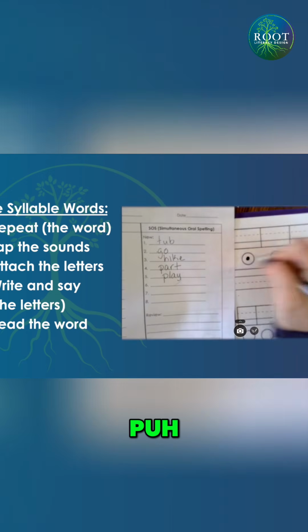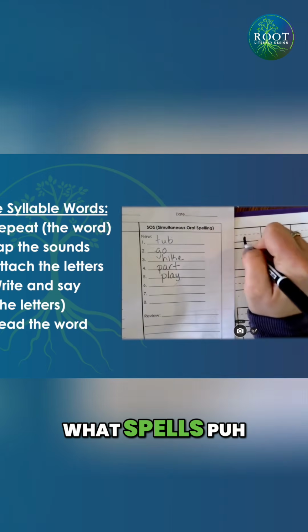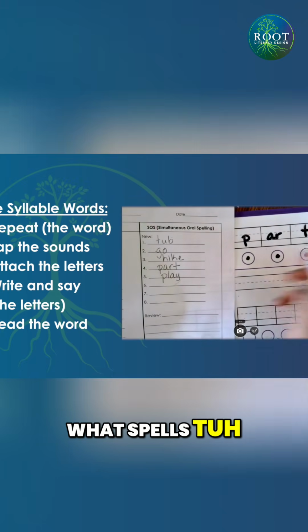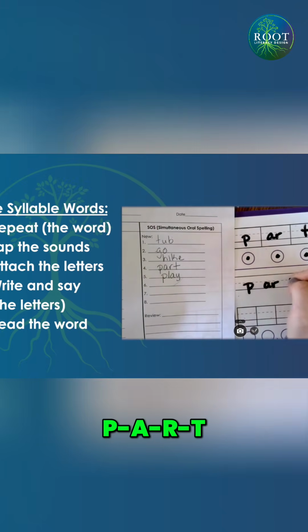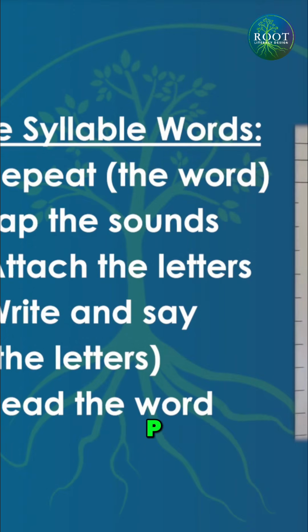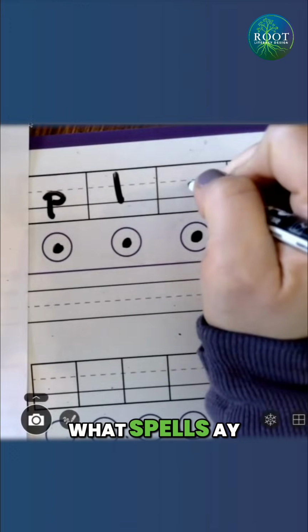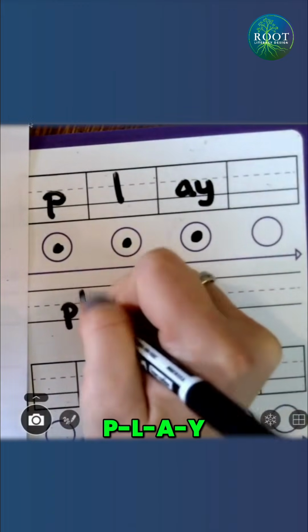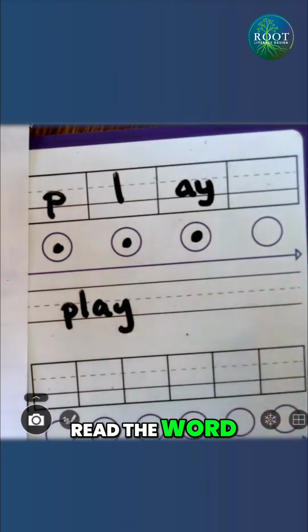Heart, P, art. What spells P? What spells R? What spells T? Write and say P-A-R-T, part. Play, A. What spells P? P. What spells L? What spells A at the end of a word? A-Y. Write and say it, P-L-A-Y. Read the word, play. So that's how we can use this tool to help students.